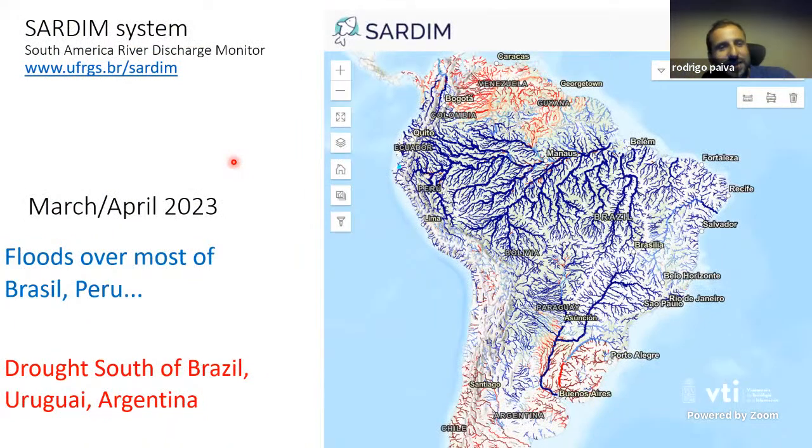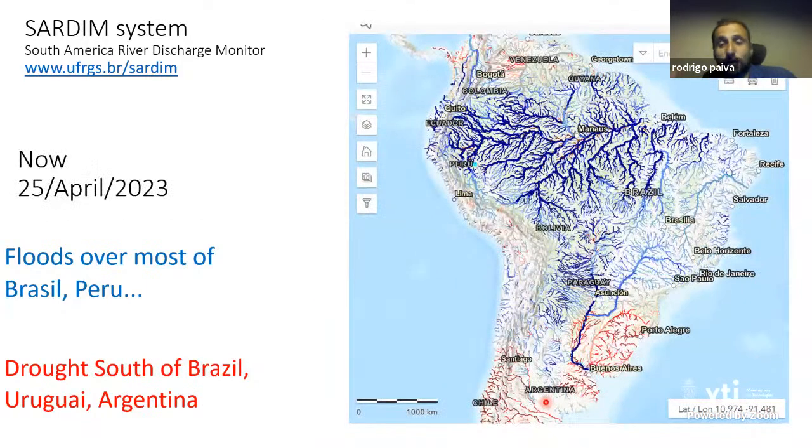This picture shows the state of the last 2 months. Now we have the opposite. We had floods in the last month in several parts of Brazil, Santa Catarina, in Acre, in the Amazon, and they were really important floods. And in my region here in southern Brazil, we are facing now an important drought, and the same drought is occurring in parts of Uruguay and also parts of Argentina. You could also check what's happening now. So this is a print of the system for April 2005. So the situation is similar. I invite you to check for your region what is going on.